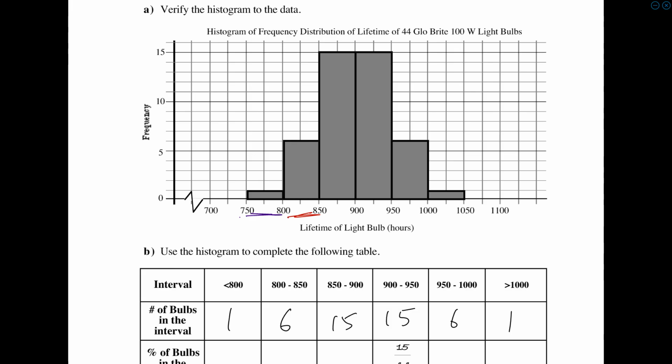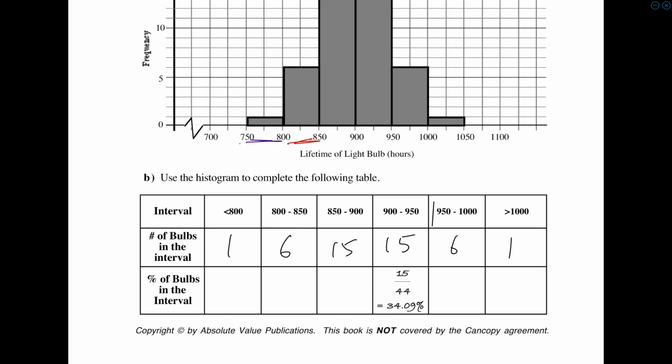So then the percentage. How do we find the percentage of bulbs? Well, we take the 15 out of the total 44 and divide it. You see what's happening here? 15 out of 44 is 34%. Okay, how about 6 out of 44?